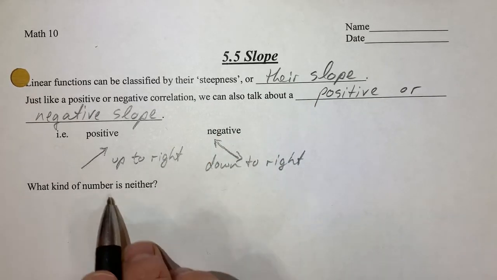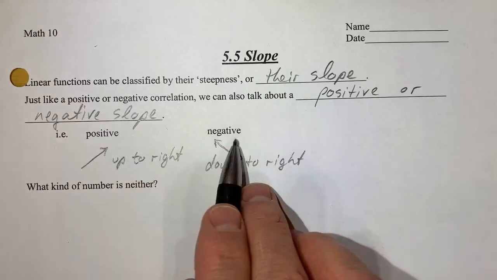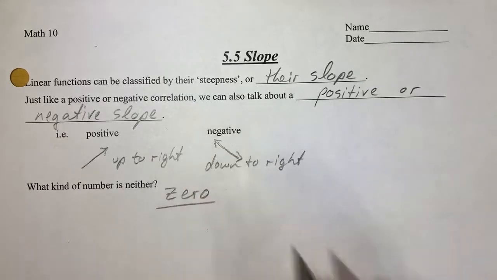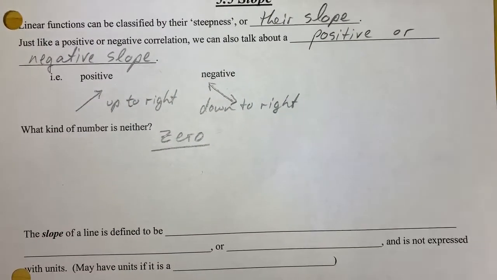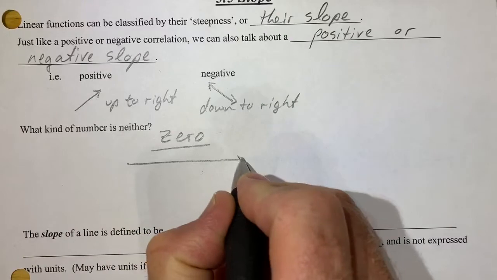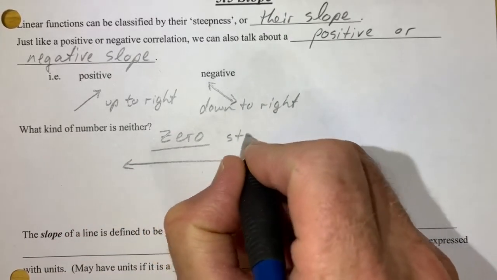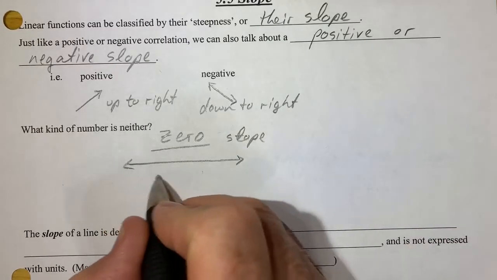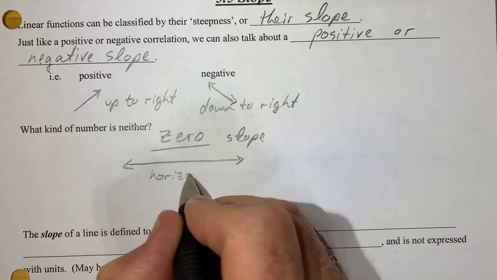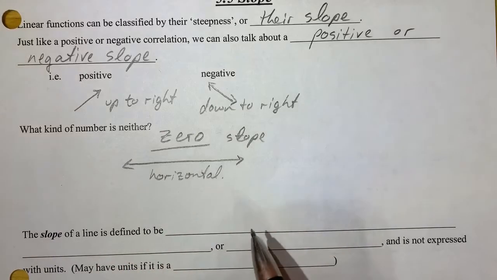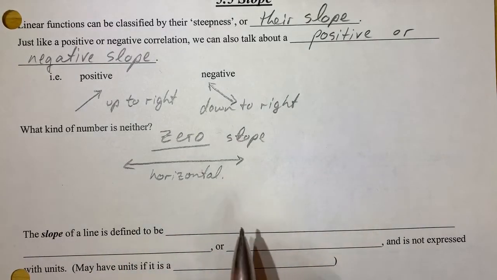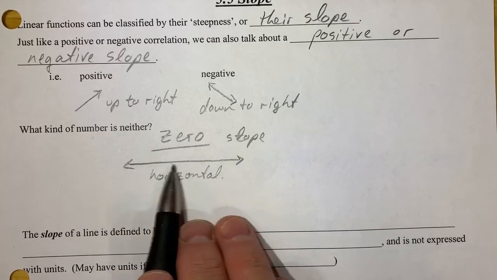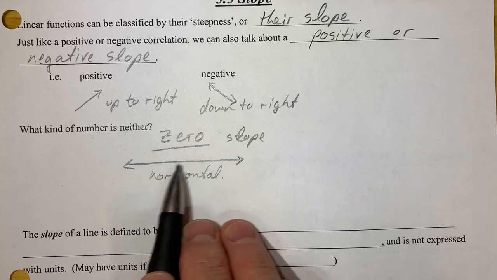So what kind of number is neither? Well, what's not positive and it's not negative? So it's in between. Well, 0. Right? A slope of 0 means a graph has 0 steepness. In other words, it's a horizontal line like this. It has 0 steepness, or in other words, we say it has a 0 slope, right? So this is a horizontal line, horizontal. I always think about slope as kind of like skiing. If you have 0 slope, in other words, you're going cross-country skiing in the middle of a farmer's field somewhere, it's completely flat.